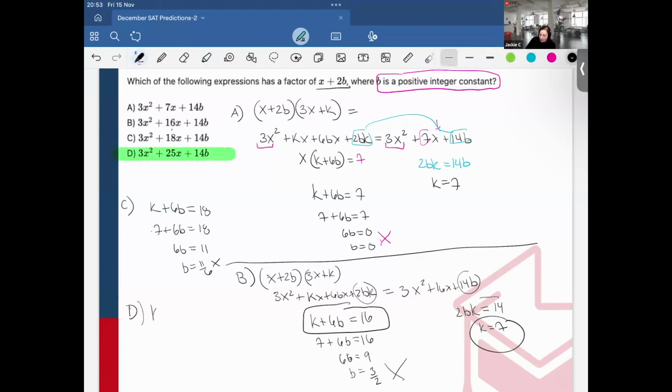So again, 6 plus 6b is equal to 25. 7 plus 6b is equal to 25. 25 minus 7, that is, oh my goodness, 18, and b is equal to 3. This is the only answer choice that gave me a positive integer constant. The rest gave me either 0 or fractions, aka non-integers. So that's why it's D. I would know this problem. It's already come up on multiple SAT exams.